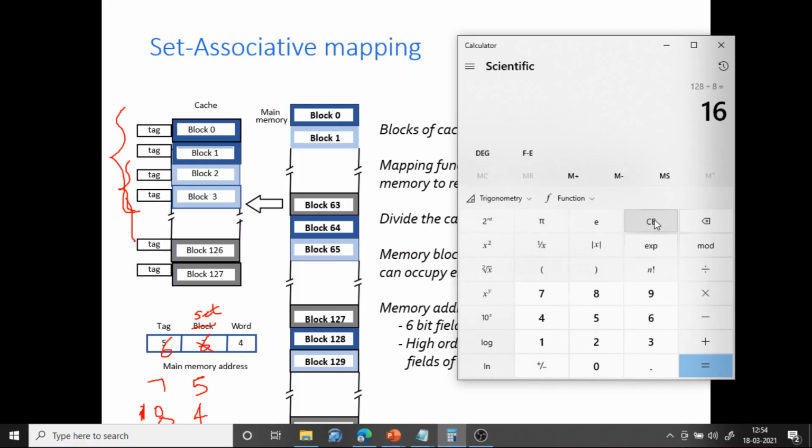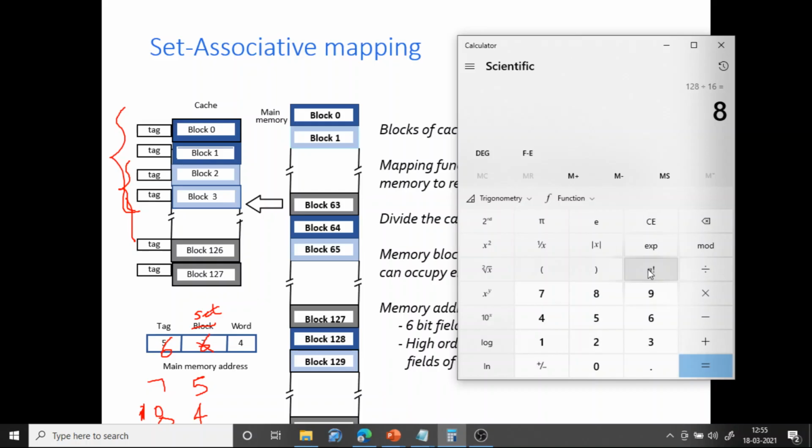Up to 8 we have gone, right? So if 16 blocks form a set, then how many sets will there be? Totally 128 blocks, right? If 16 blocks form a set, it is 128 by 16, so there will be only 8 sets. To refer to 8 sets, it is enough to have just 3 bits. Like that you can keep on increasing.